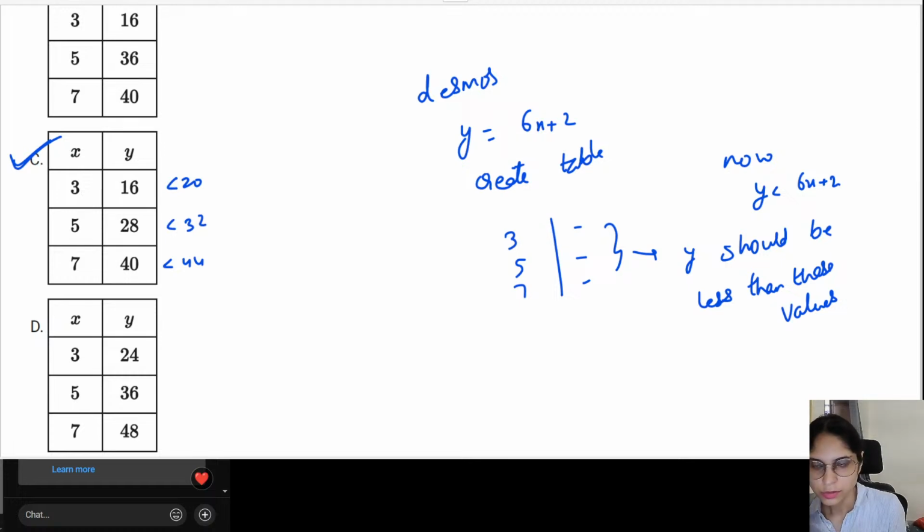Next is question number 29. I hope this makes sense. So this is the easiest way that I like to do it. You don't have to check the options. You have to do nothing.